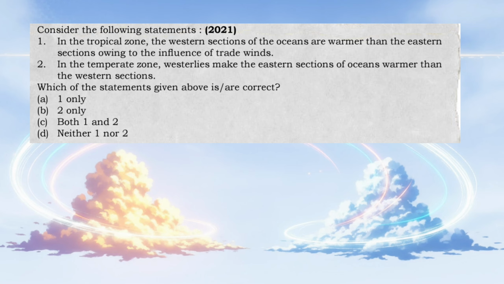Consider the following statements. In the tropical zone, the western sections of the oceans are warmer than the eastern sections owing to the influence of trade winds. In the temperate zone, westerlies make the eastern sections of oceans warmer than the western sections. Option A, 1 only. Option B, 2 only. Option C, both 1 and 2. Option D, neither 1 nor 2.